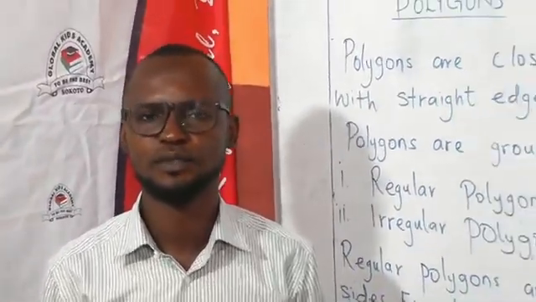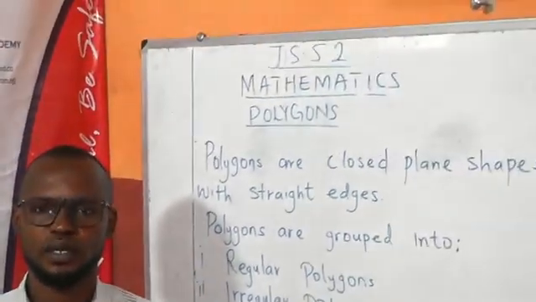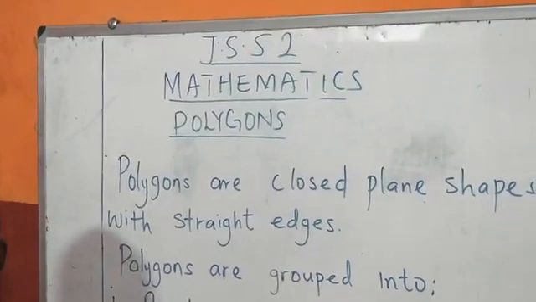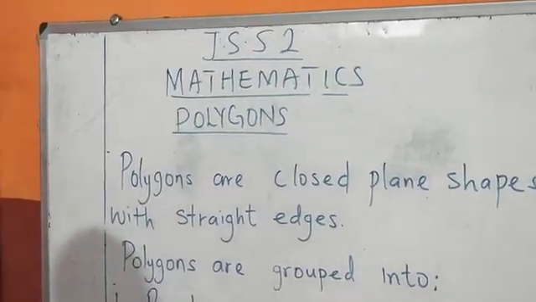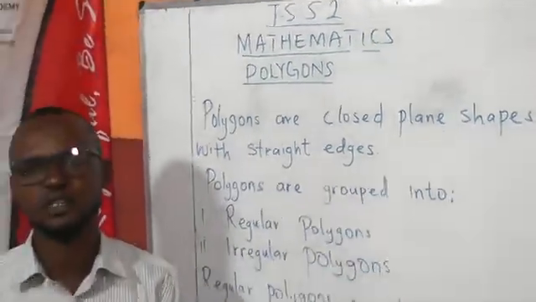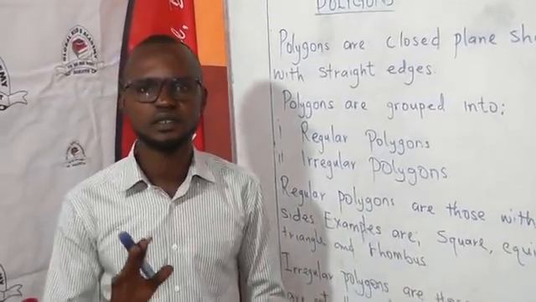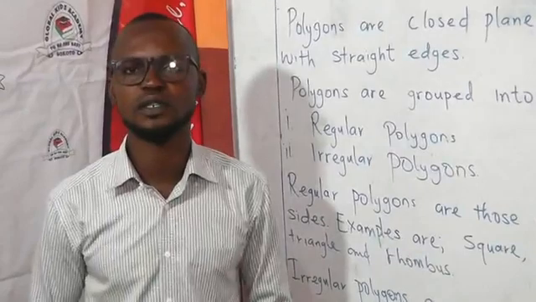I'll be taking you mathematics. Our topic today is polygon. So at the end of this class, you should be able to know the definition of polygon, the types of polygon, names of polygon according to their number of sides, the number of triangles in a polygon, and then interior and exterior angle of a polygon.